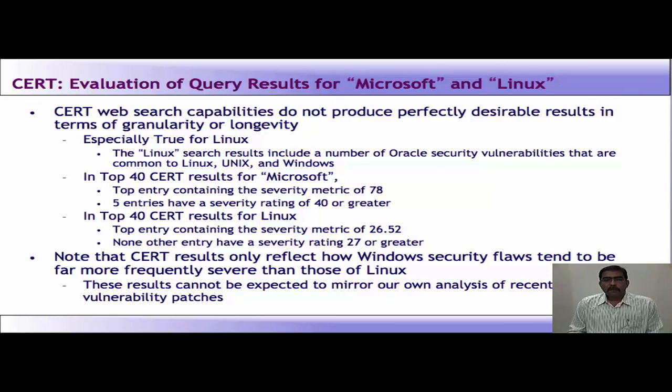So in the top 40 CERT results for Windows, the top entry contained a severity metric of 78, and there were 5 entries which had a severity rating of 40 or greater. And in the top 40 CERT results for Linux, the top entry contained a severity metric of 26.52 and no other entry has a severity rating of 27 or greater. So you can see the difference. Note that the CERT results only reflect how Windows security flaws tend to be far more frequently severe than those of Linux. These results cannot be expected to mirror our own analysis of frequent or recent vulnerability patches.